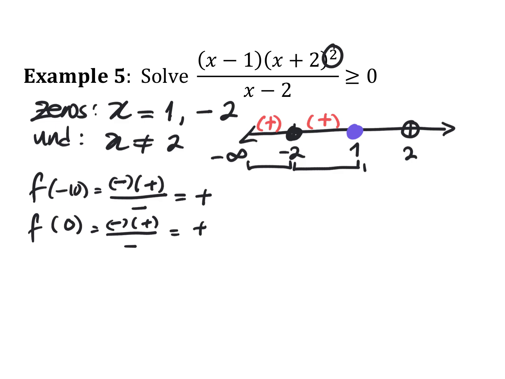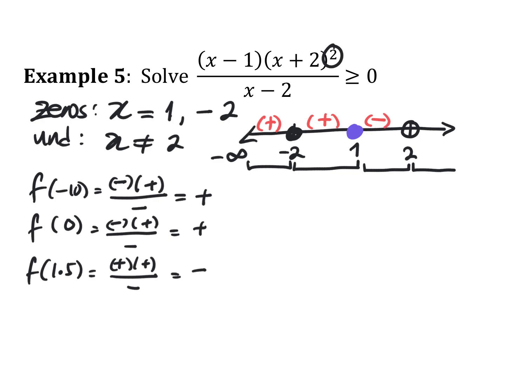For the interval of 1 and 2, I'm going to choose 1.5. That's the only choice we've got in there. So 1.5 minus 1 is still going to give me positive. And then 1.5 plus 2 is still going to be positive. Then 1.5 minus 2 is going to give me a negative. Therefore, this is going to be a negative. So on this interval, it's a negative sign.